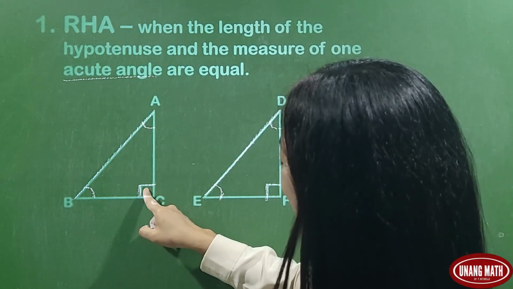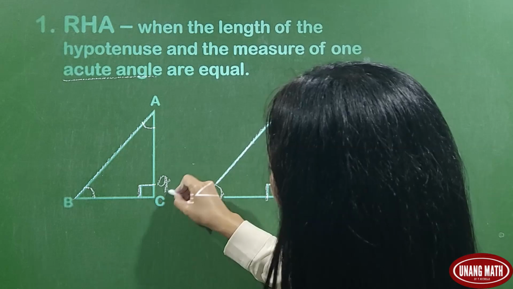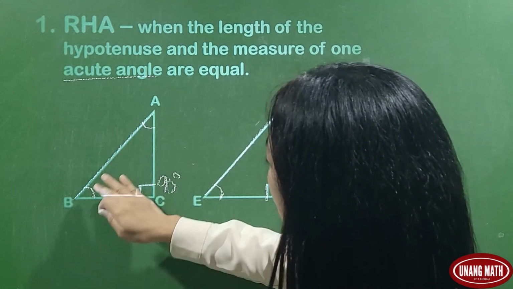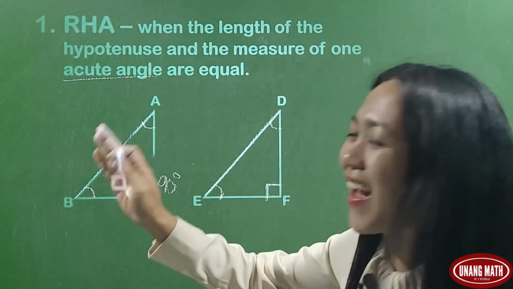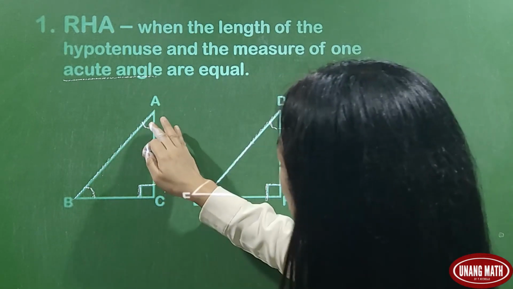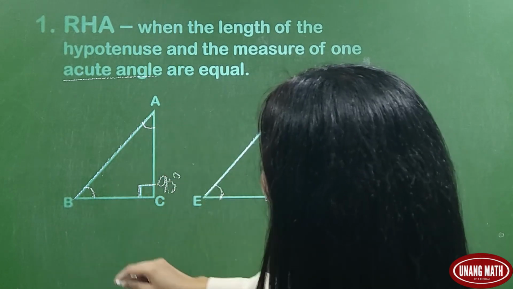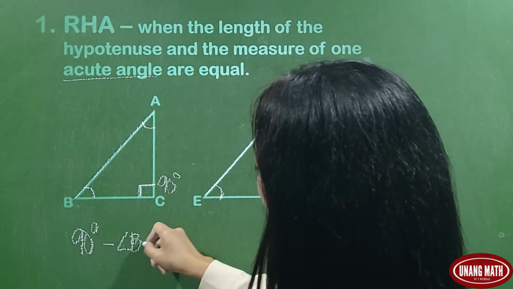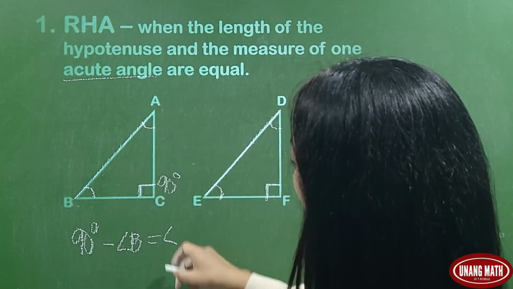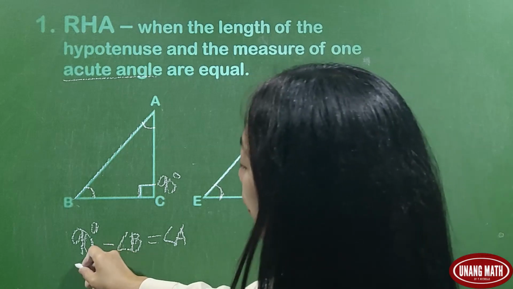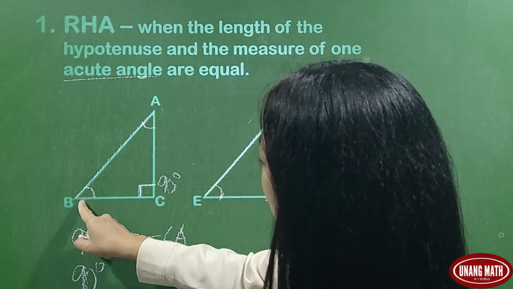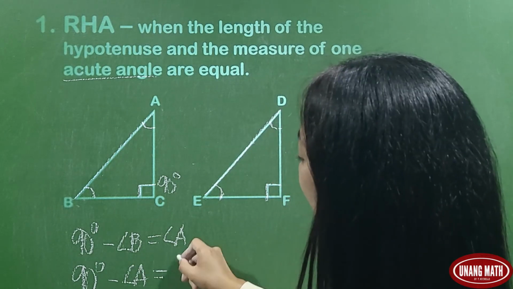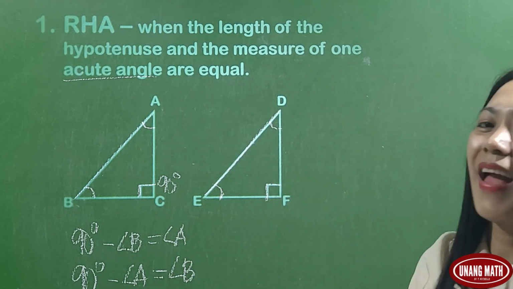Okay. This right angle is 90 degrees. It means the sum of this angle and this angle equals 90 degrees. So to find the measure of angle A, it's going to be 90 degrees minus the measure of angle B. Or to find the measure of angle B, it's 90 degrees minus the measure of angle A.